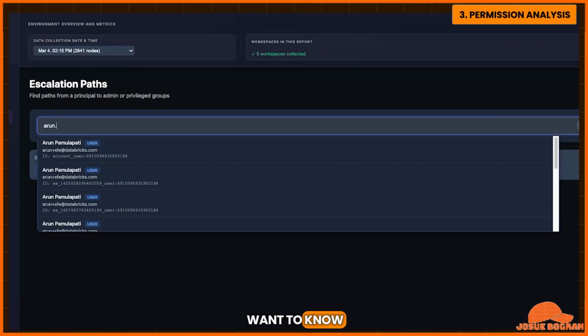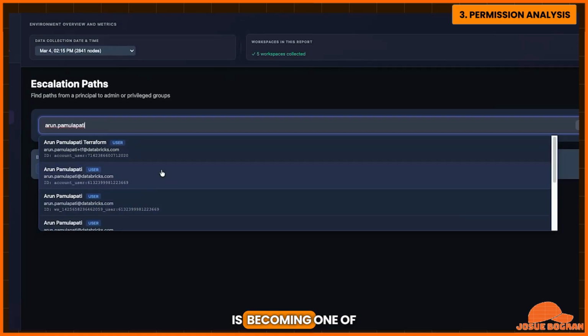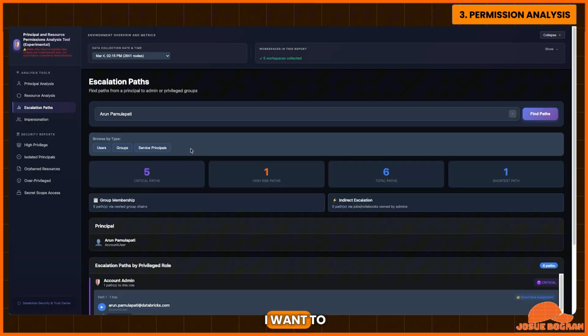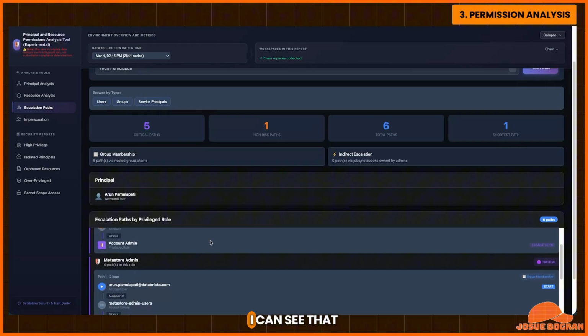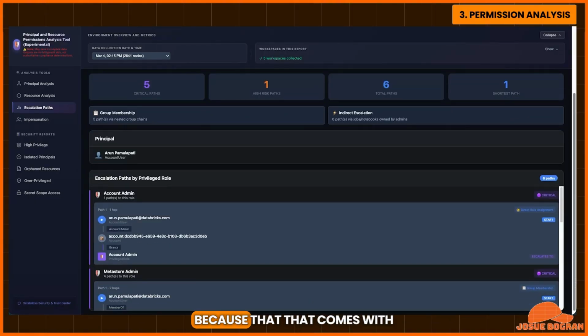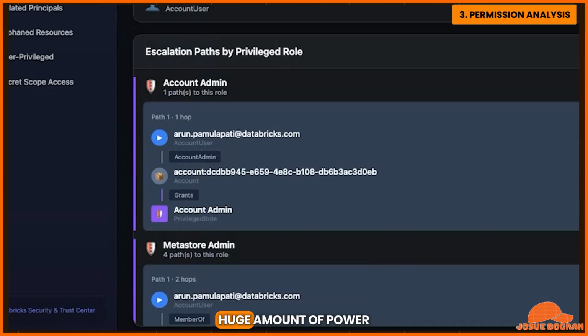Say, I want to know how far a given user, group, or service principal is from becoming one of the highly privileged roles in this environment. For example, if I want to see if this user is accounts admin, I can see that they are accounts admin, right? Do they need to be accounts admin? Because that comes with a huge amount of power or privileges in the company.